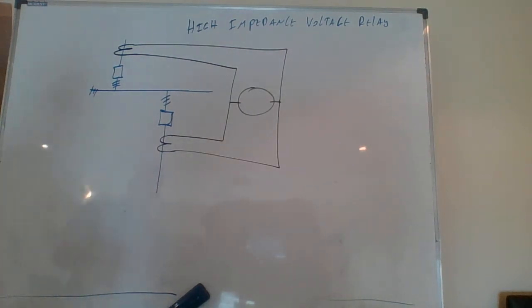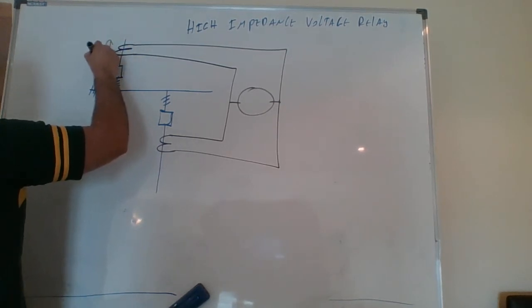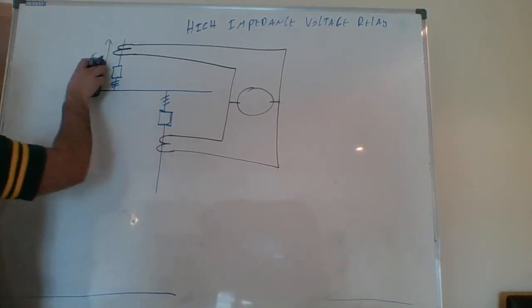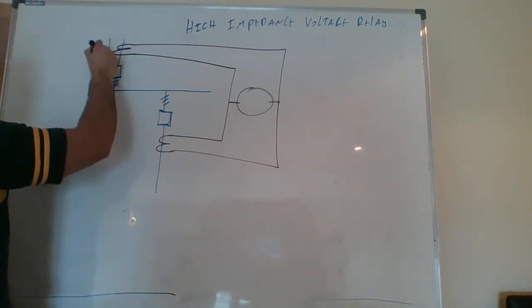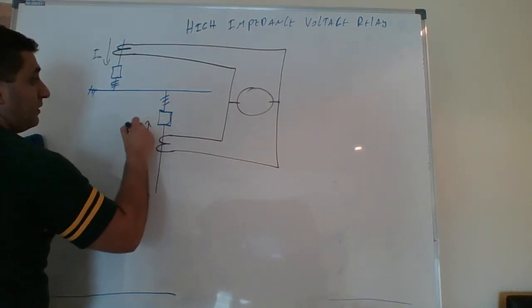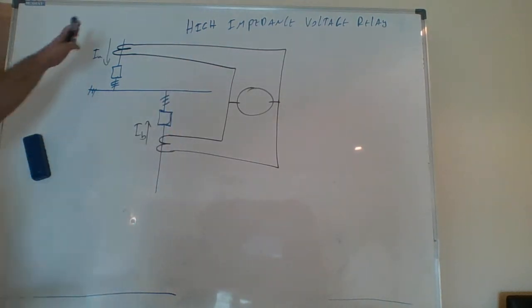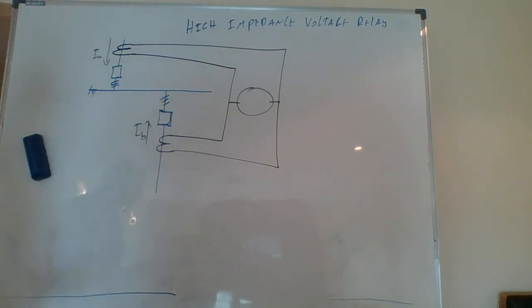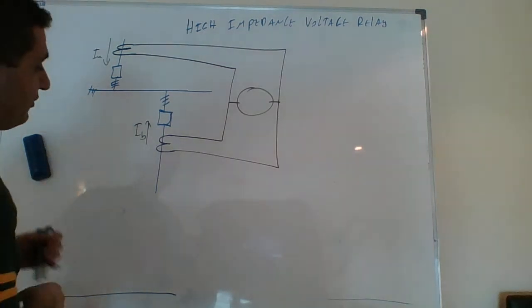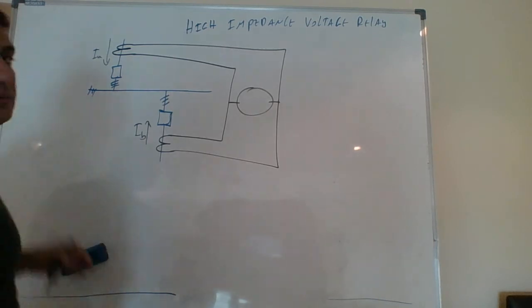Okay, is that clear? This is my IA. Let's take it first as an internal fault. If I have an internal fault, this will feed IA this way, and this also could feed IB this way. I could have a voltage coming from the voltage circuit to contribute to an internal fault. Okay, let's first sketch the electric circuit of the system.